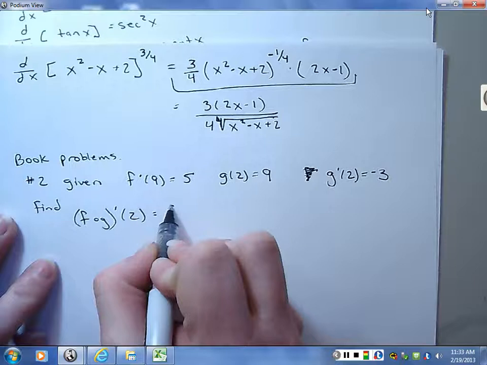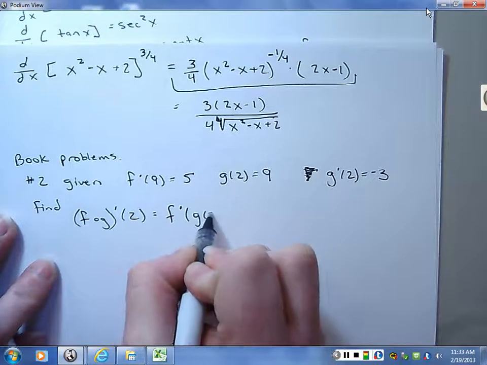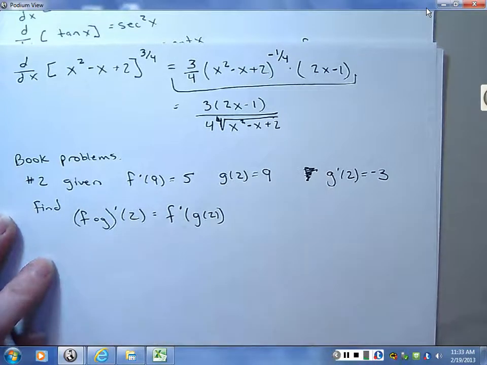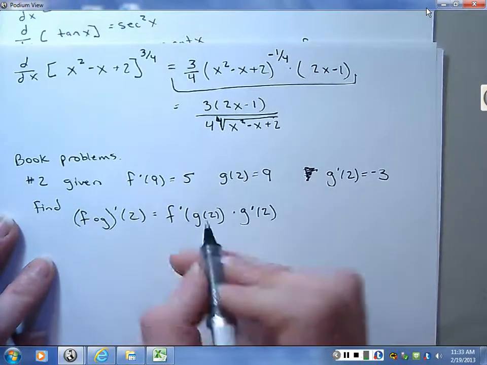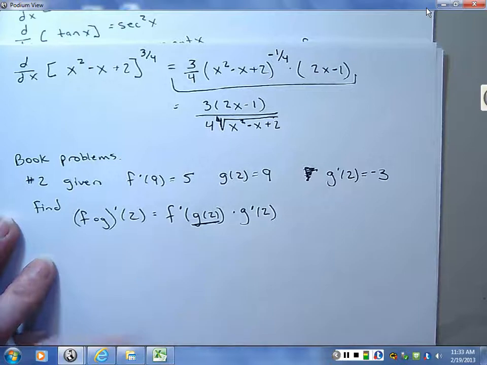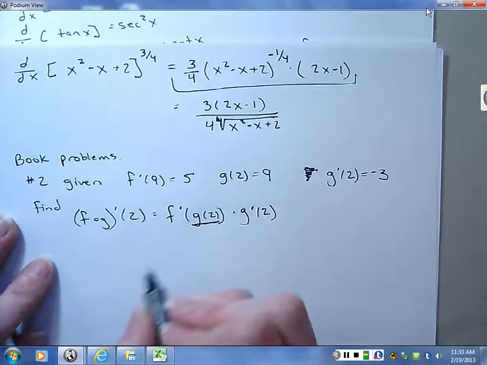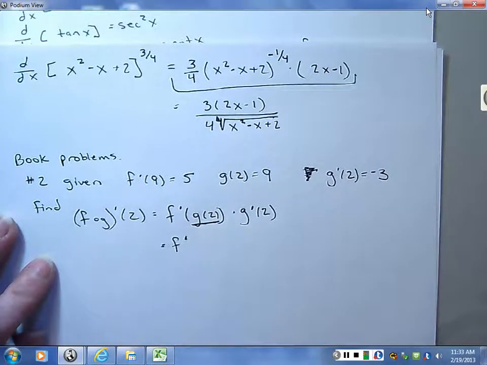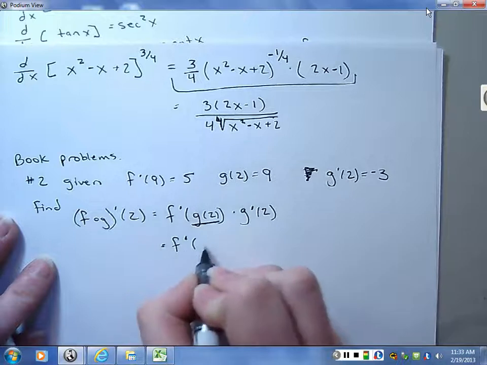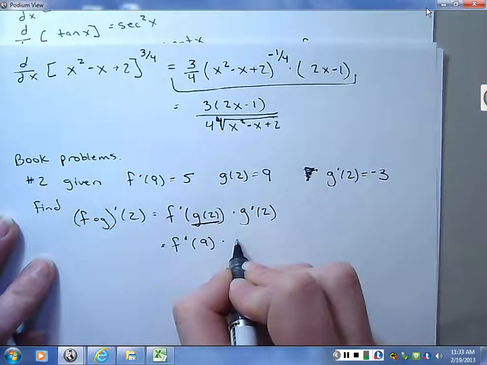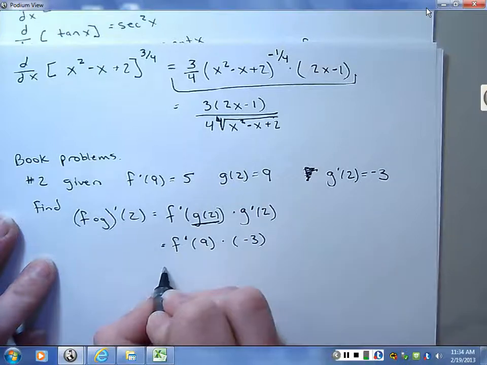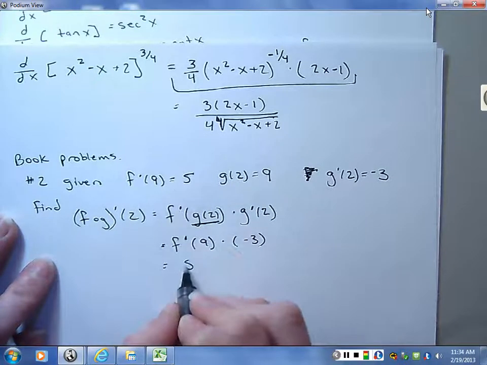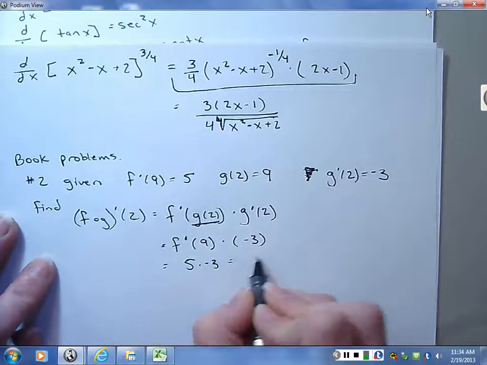I take the derivative of the outside function evaluated at the inside function. The inside function is evaluated at 2, times the derivative of the inside evaluated at 2. G of 2 is 9. So really, I'm taking the derivative of f at 9 times g prime at 2, which we know is minus 3. So f prime at 9 is 5 times minus 3, which would be minus 15.